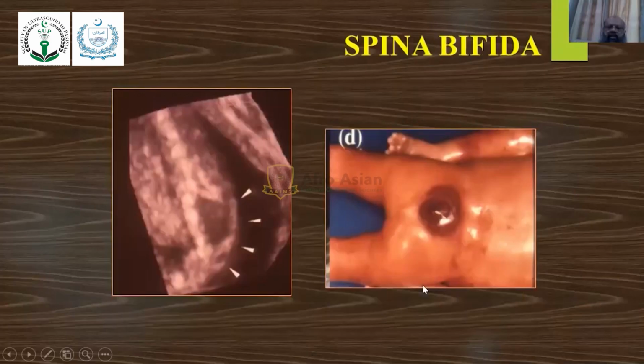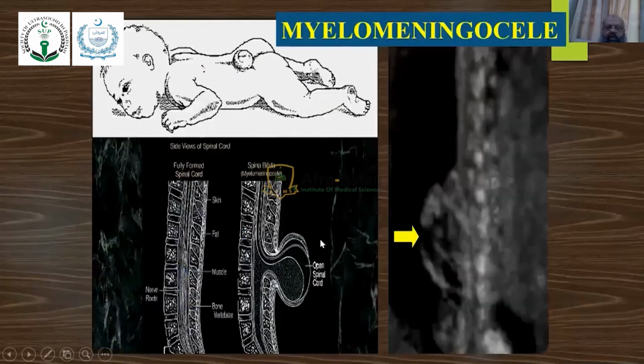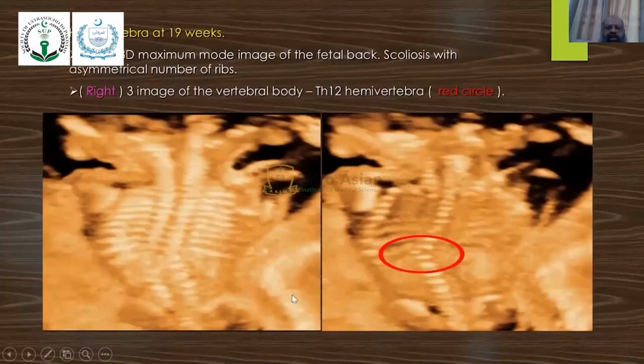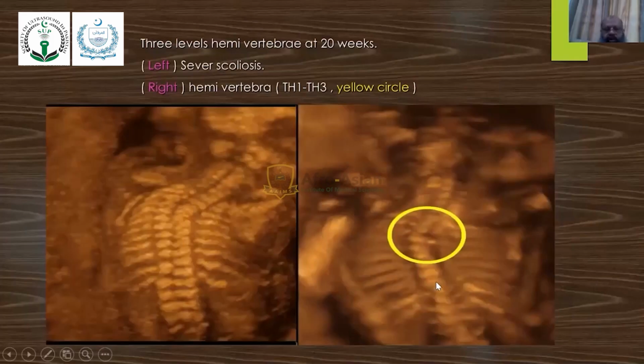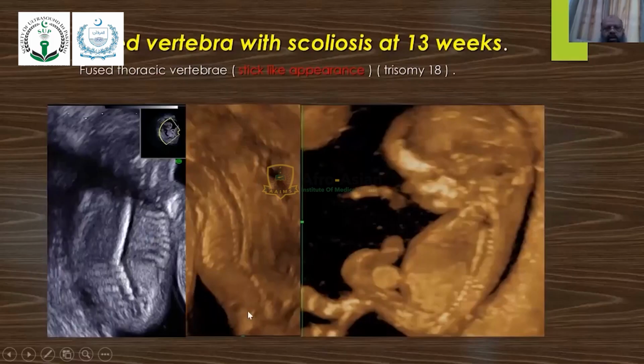This is spina bifida. Another case of spina bifida. Meningomyelocele. A deformity. Scoliosis. This is hemivertebrae. Retroflexed abnormality, retroflexed fetus. Look at the head. We can have fused vertebrae again. These are the fused vertebrae appearing like one bone.